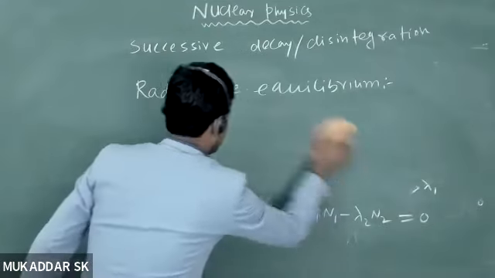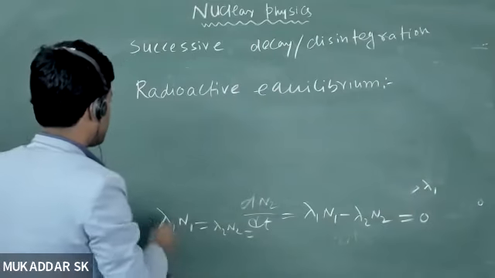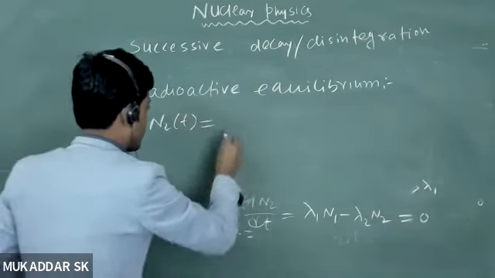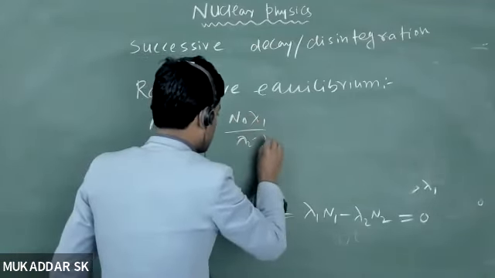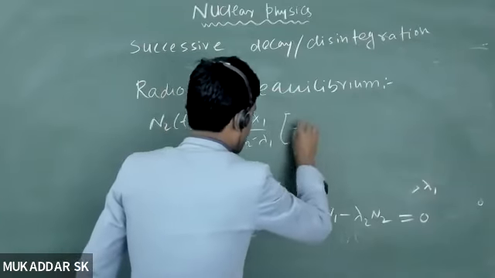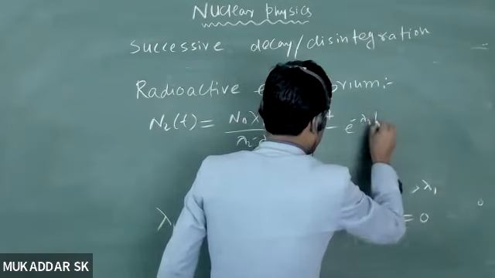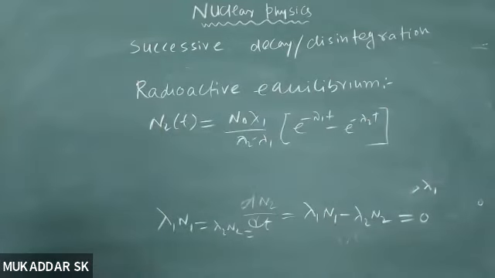So now you see you have an expression for n2, right? If you remember, you have an expression for n2, it was like n2(t), and that was like n0 lambda 1 divided by lambda 2 minus lambda 1 times e to the power minus lambda 1 t, and then we'll have minus lambda 2 t. ठीक है ना?